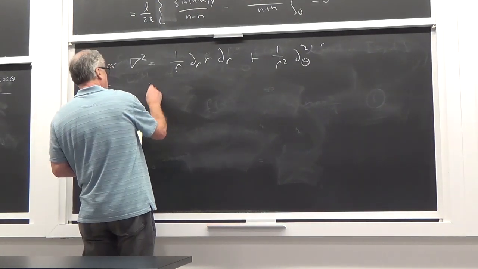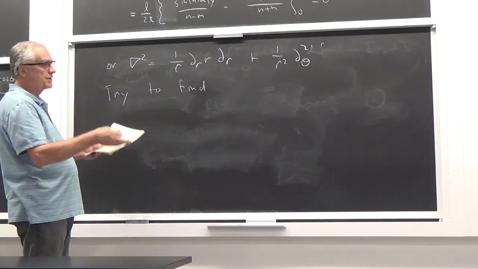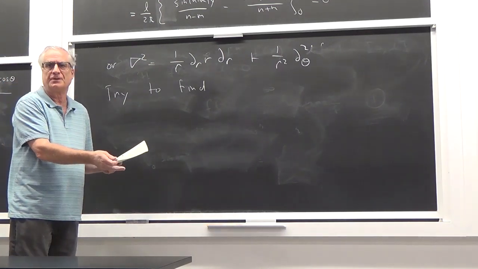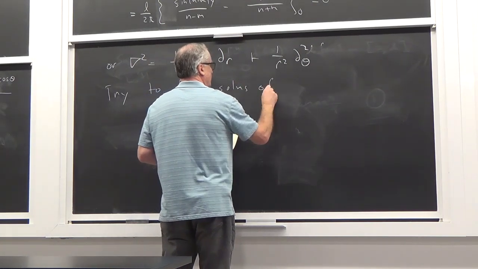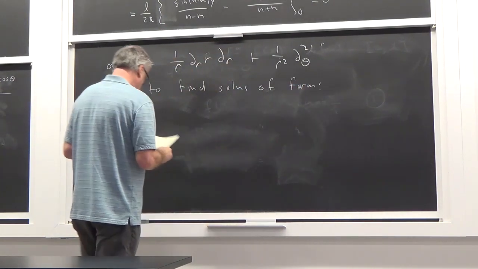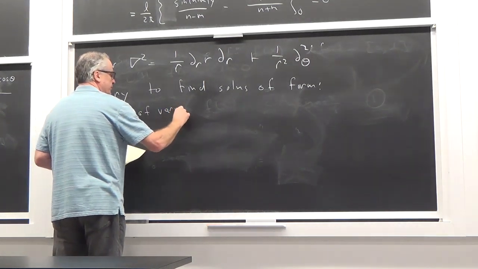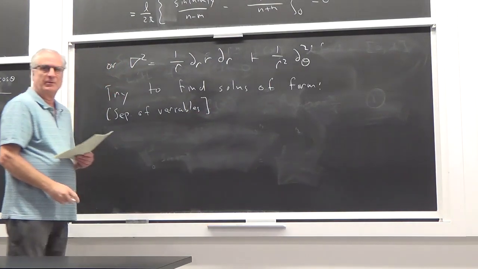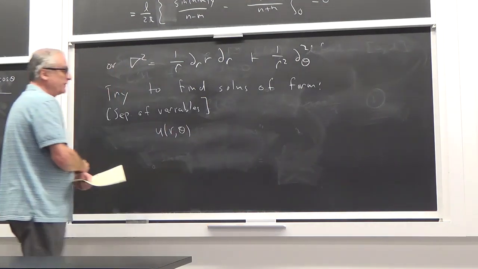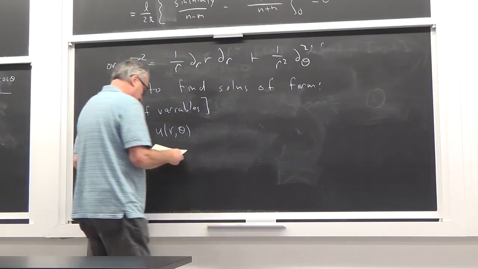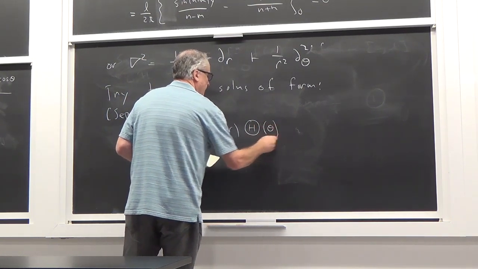But just like we separated the time and the spatial coordinates, let's try to separate the angular dependence from the r dependence. And we'll be able to do that because we have a symmetry. So we try to find solutions of the form... This is what we call separation of variables. It's a standard technique. You've seen it, but if you haven't, that's what it's called. So we express our function u as a function of radius and angle, and we try to express it as the product of a function of r and a function of the angle.